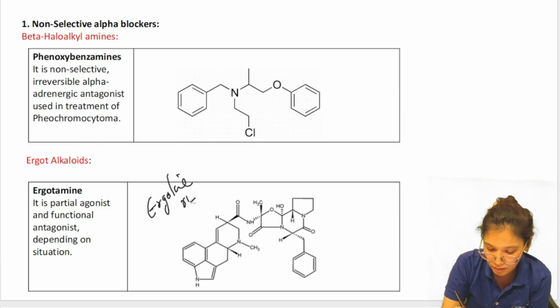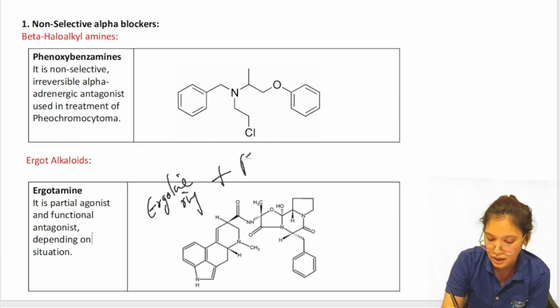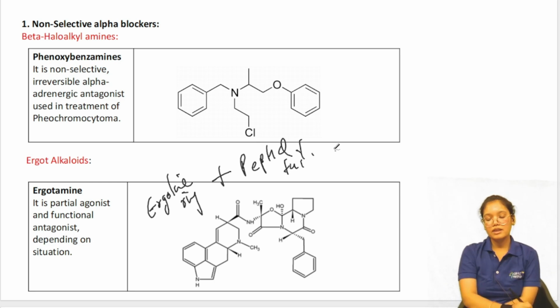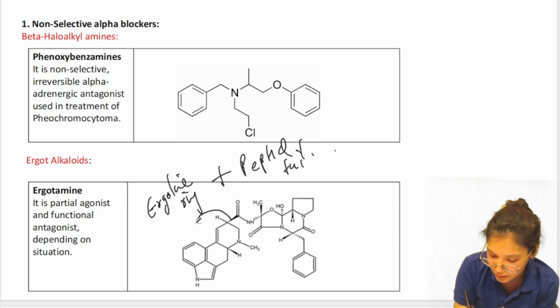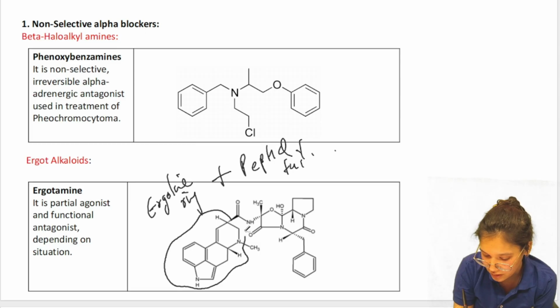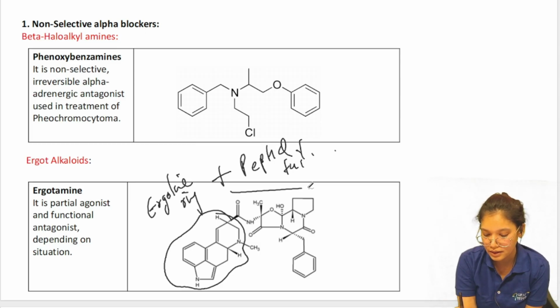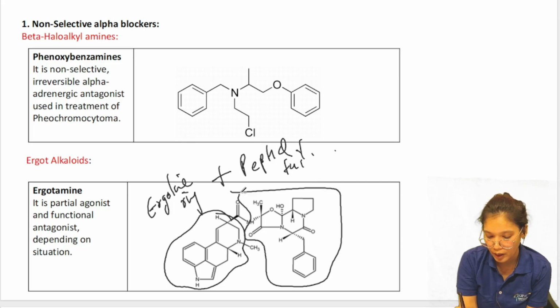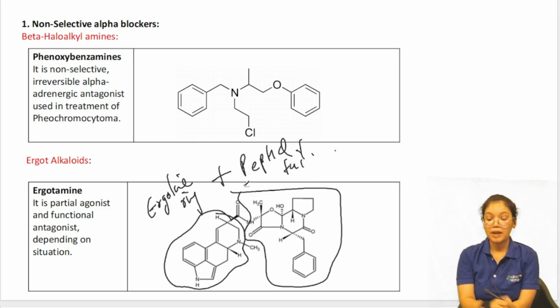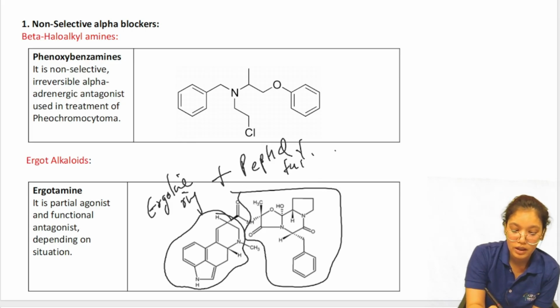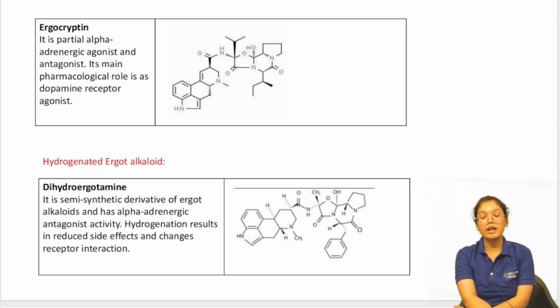Okay. Now talking about its structure, in its structure we have an ergoline ring plus the peptide tail. So what is this ergoline ring? Here this structure is the ergoline ring, and here this is the peptide chain, the peptide tail. Okay. Now moving forward towards the ergocryptine.